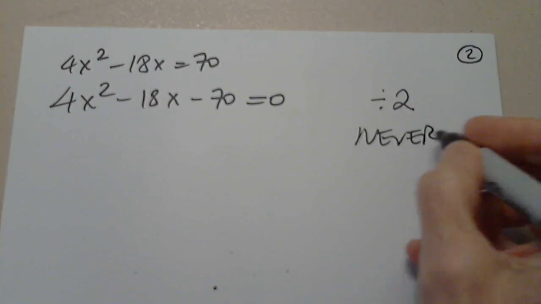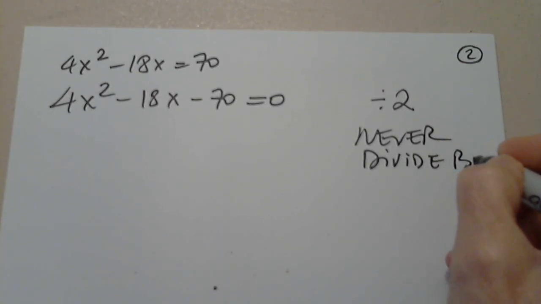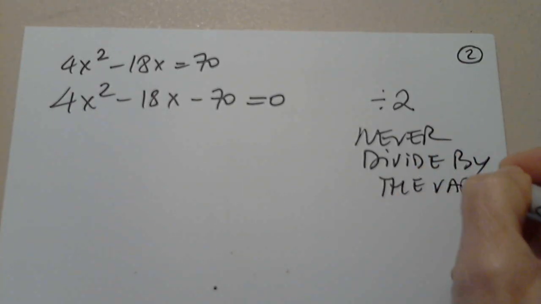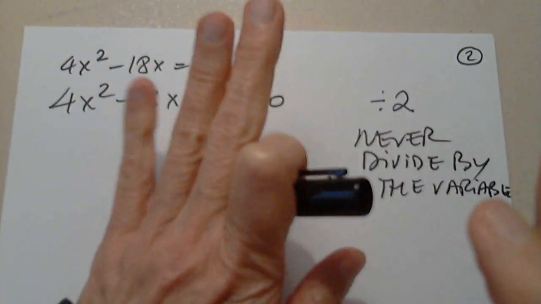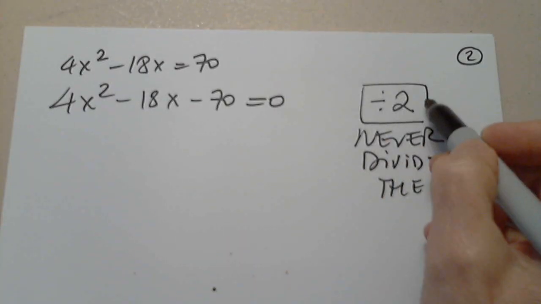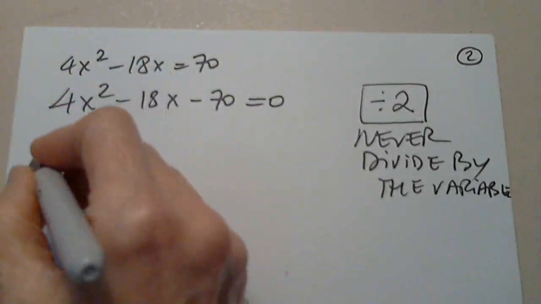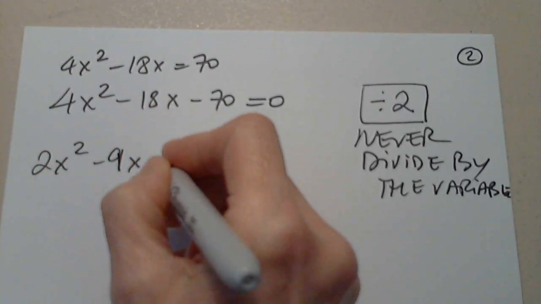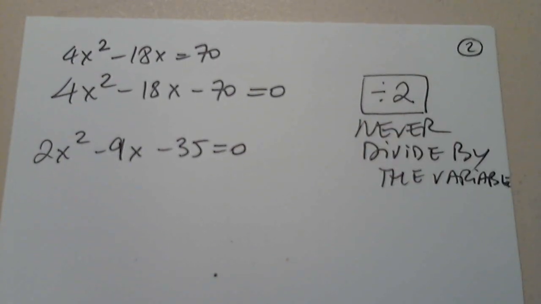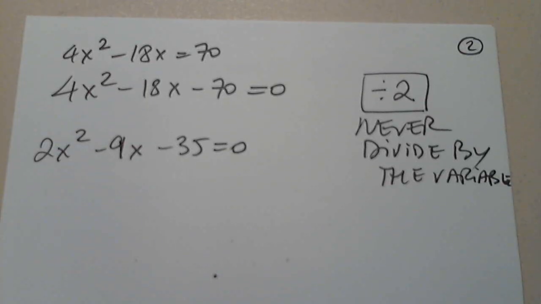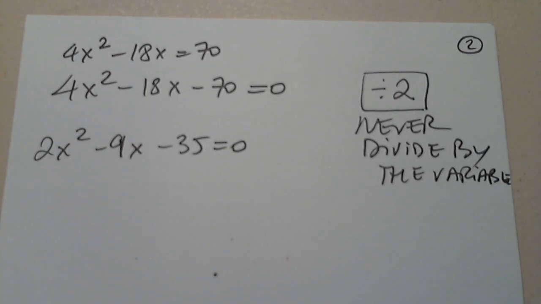Never divide by the variable. Do not say in a particular equation, oh, divide by x. No, no, no, no. You can only divide by numbers. So I'm allowed to divide by 2, and I get 2x squared minus 9x minus 35. And 0 divided by 2 is also 0. So I can always simplify an equation, but not by dividing by variables. That is not allowed, ever, because then you're missing another potential solution.